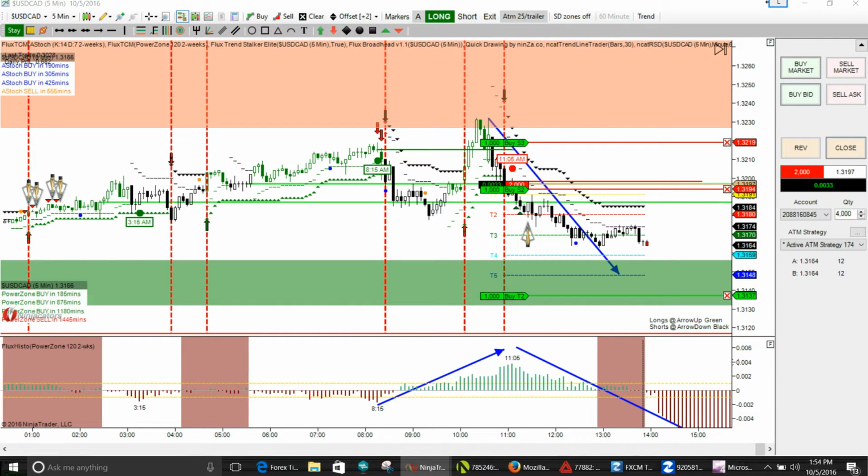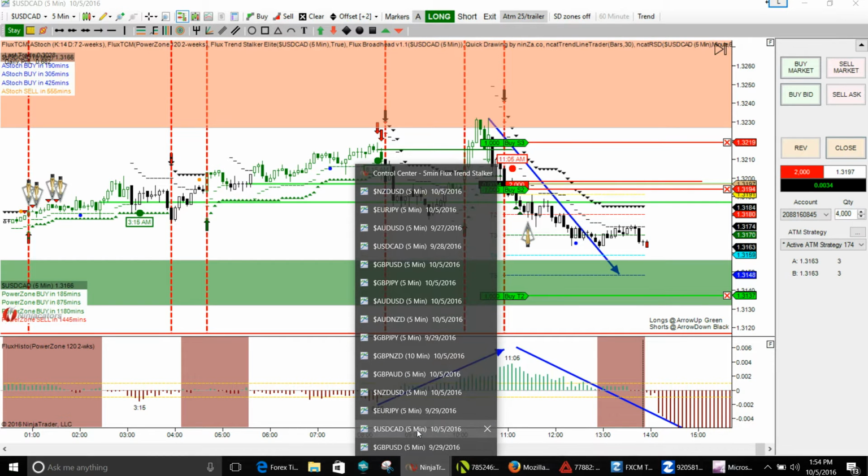Welcome back, traders. Trading the US dollar Canadian. You can see the 11:05 a.m. signal still currently in the trade. We already got the 20 pip target taken, 25 pip target taken out, because this is the ATM with the 25 pip target with the chase stop strategy. Okay, we're up 34 pips on that, so let me take this trade live.